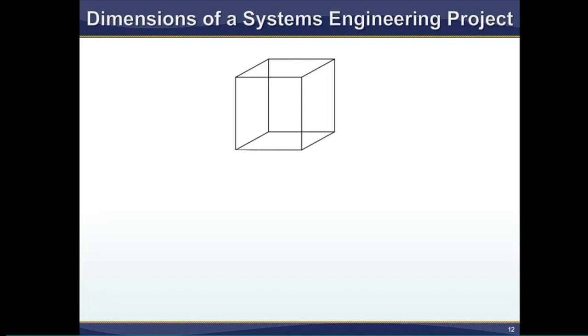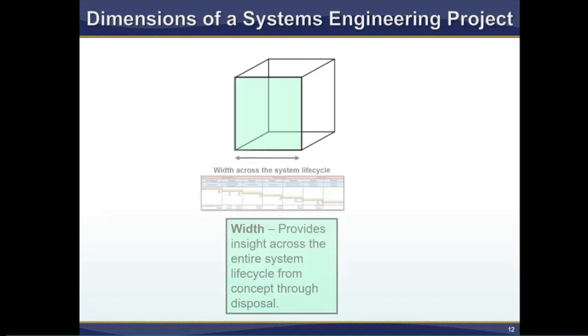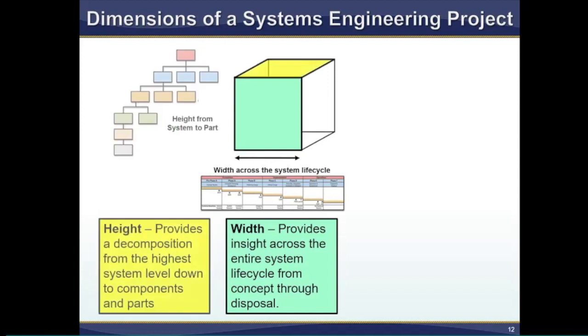For example, a cube has some sort of width, right? And the width provides insight across the life cycle of the system. That should be important to us because systems engineering is a life cycle discipline, right? We care about the system from cradle to grave, essentially, right? From concept to disposal. So it should be important that we're able to represent the entire life cycle within that system.